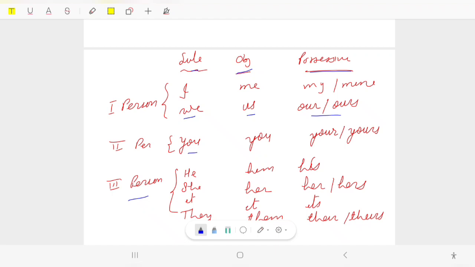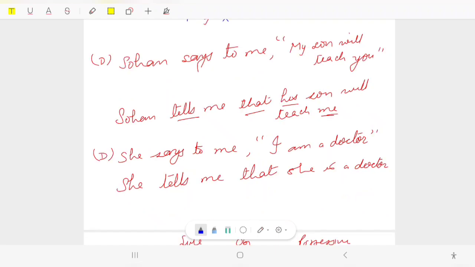Let's have a look at another example. Sohan says to me, "My son will teach you." This is RS. The part outside the inverted commas: this one is the subject, this is the verb, and this is the object. Now if we see RS, "my son will teach you", "my" is a first person pronoun, and "you" is a second person pronoun. So let's see how we will change it.